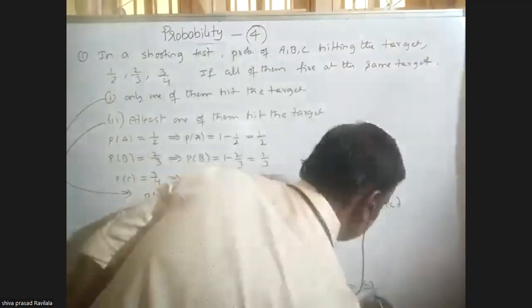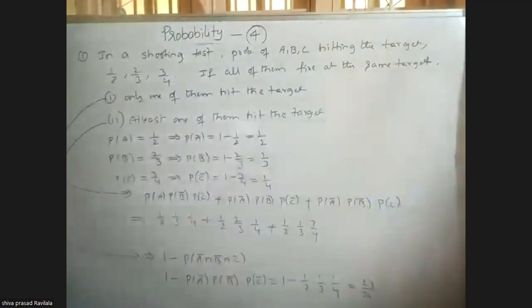Second one. First one calculation: 1/4, 1/4. 24 LCM, 1 plus 2 plus 3, 6 by 24. Yes, 6/24, that is 1/4.